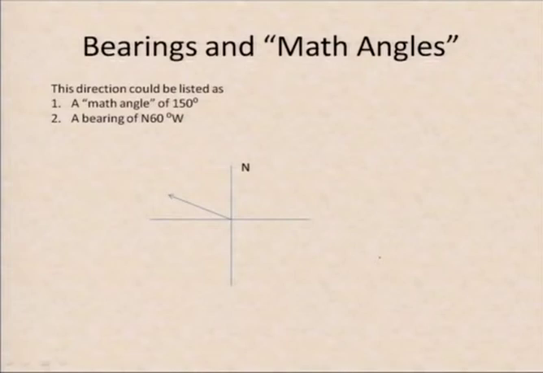We could take it from the north. We've got a bearing of north 60 degrees to the west, or the 300 degrees would be, now we're going clockwise from north. And if we go clockwise from north, we're going 270 and 30 more is 300 degrees.